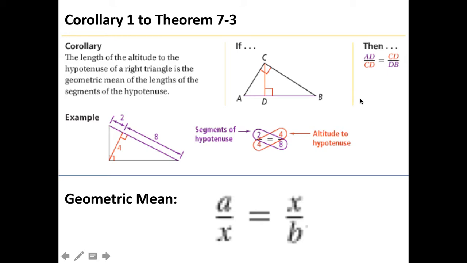Okay, so we're just saying that the ratios are proportional to each other when you have the smaller part of the hypotenuse over the 4 versus the 4 over the bigger part of the hypotenuse. Okay.